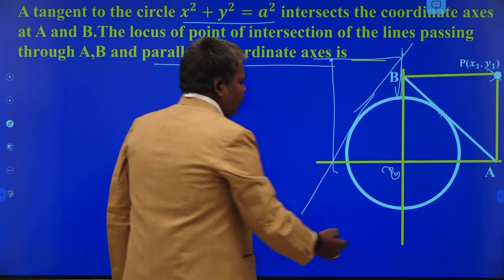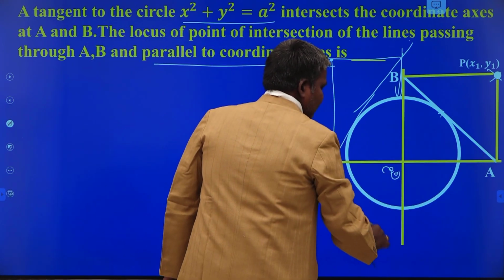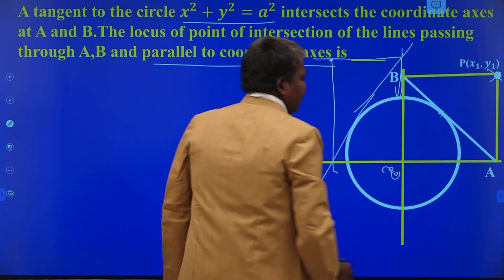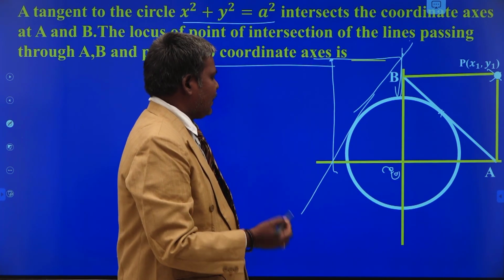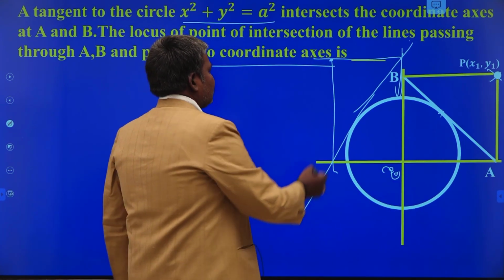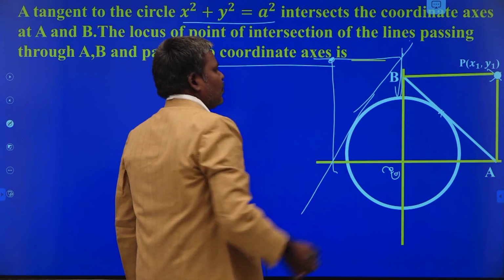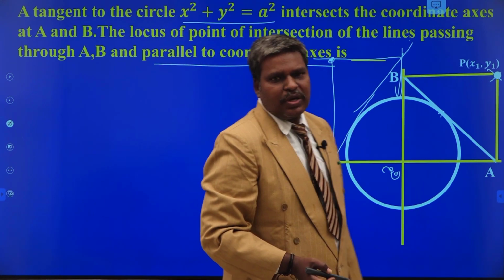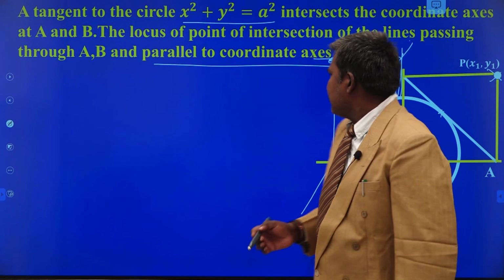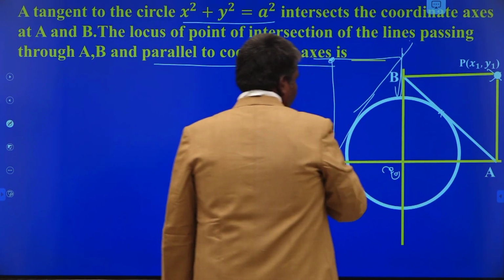In the same manner, if you take the point here itself, draw the tangent, and draw the lines parallel to the coordinate axes where they meet the axes, there exists another point of intersection. You have to collect all such points, you get some locus, that is what you are going to find out here. Understand? So how to start this one?